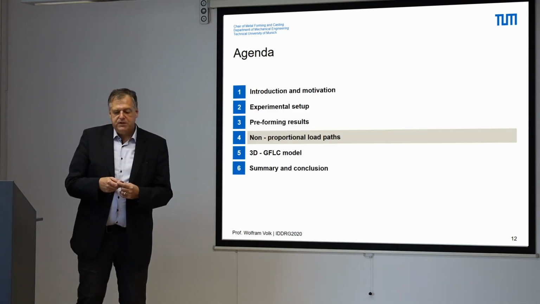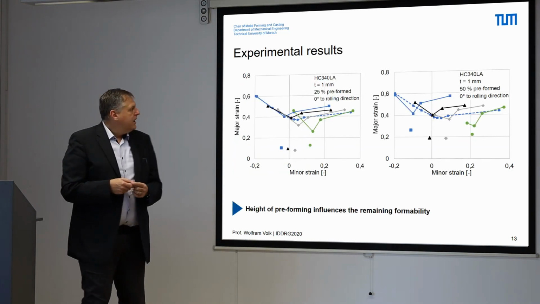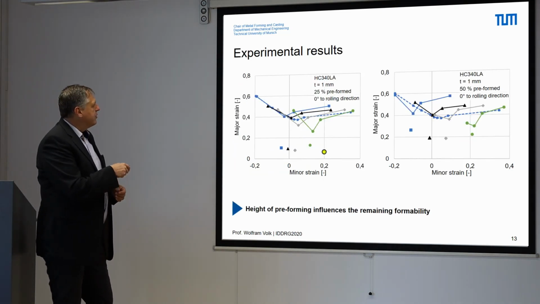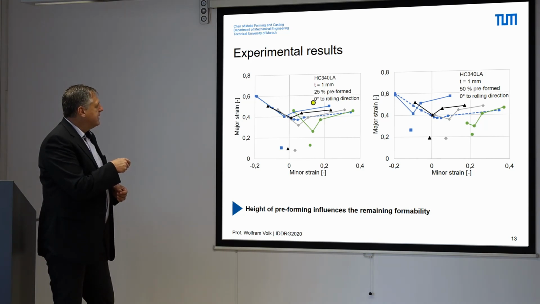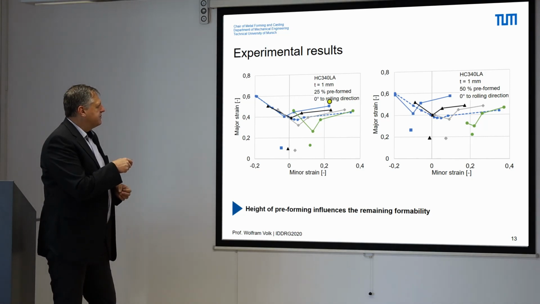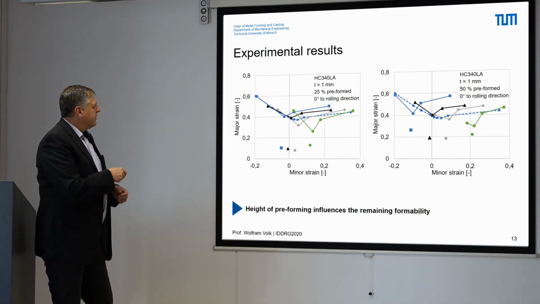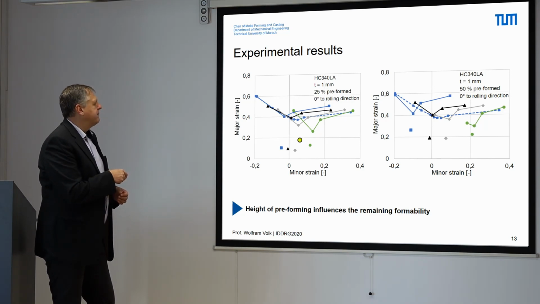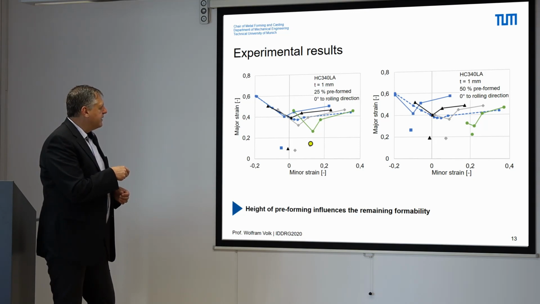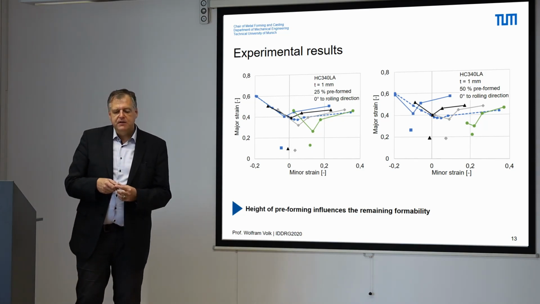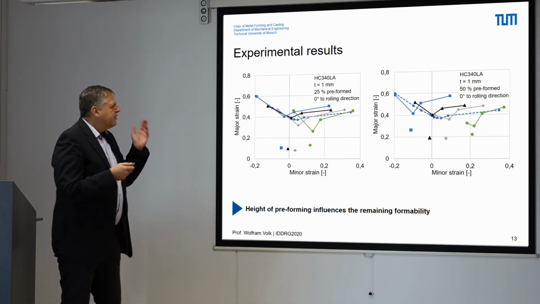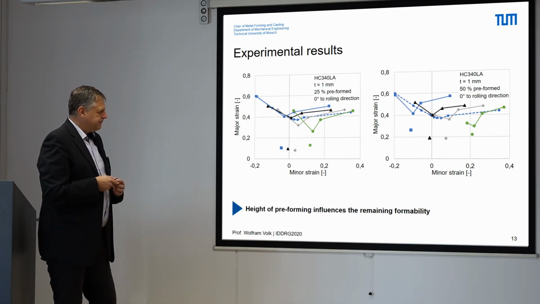So now, what's coming out? On the left-hand side, you see the combination of 20% pre-strain and first and second step at 0 degrees with respect to the rolling direction. So the expected and also published result: we have an influence of the angle and the proportion of pre-strain, and we can measure experimentally the remaining formability in the form of an FLC.